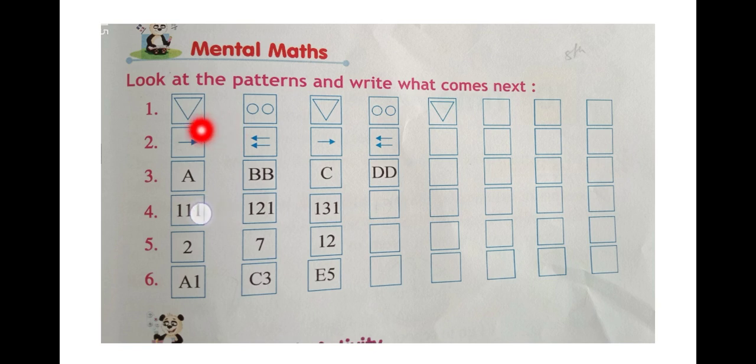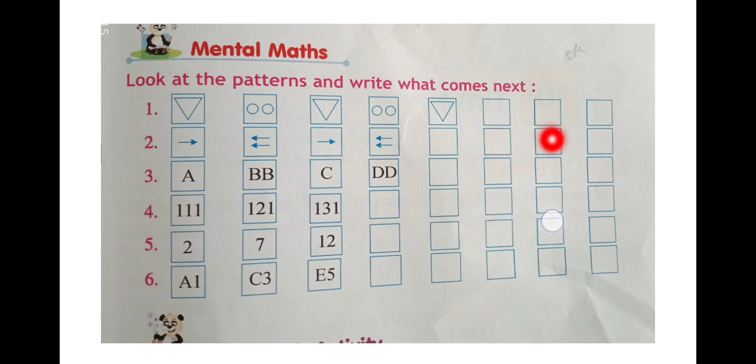So the first figure is what? It's a triangle, reverse triangle. Then two small circles, then reverse triangle, then two small circles, then reverse triangle. Then the next figure should be what? Two small circles. Right, children? You may do it now. Afterwards, at the end of this class, I will be showing it, okay, how we have done it. I have already kept it for you to see, okay.